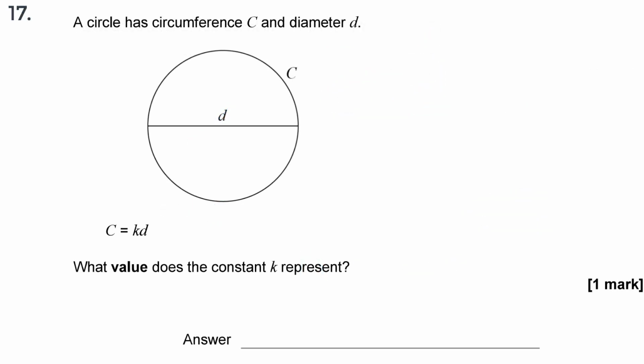A circle has a circumference of C and a diameter of D. C equals KD. What value does the constant K represent? Well, normally C, circumference, is equal to pi times diameter, isn't it? So this pi here must be the same thing as that K there. So I'm saying it's got to be pi.